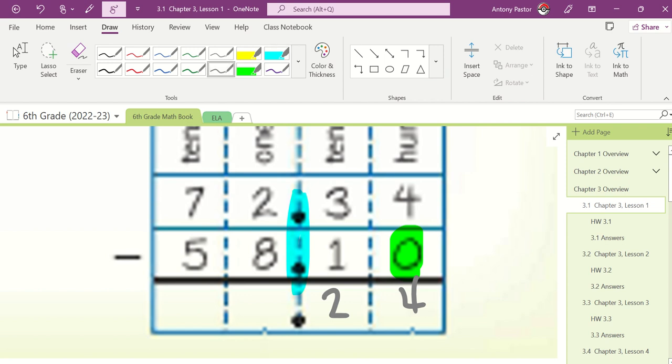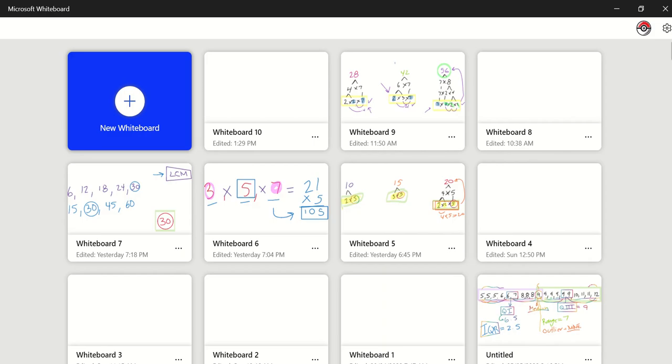So I'm going to have to borrow from the 7. This will now become 6, and this will become 12. 12 minus 8. If we take the 2 away, we have 10. We need to take 6 more. We would end up with 4. And 6 minus 5 would give me 1. 14.24.